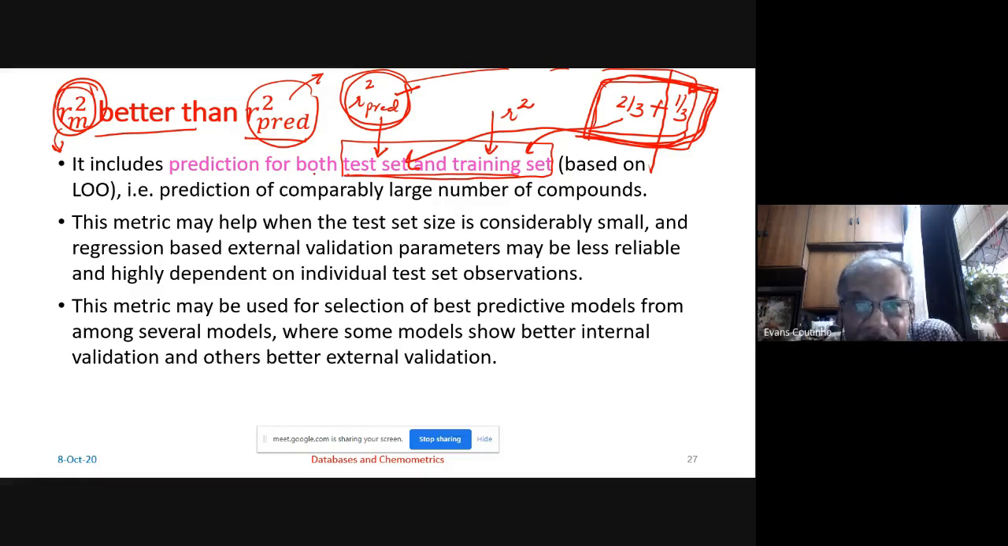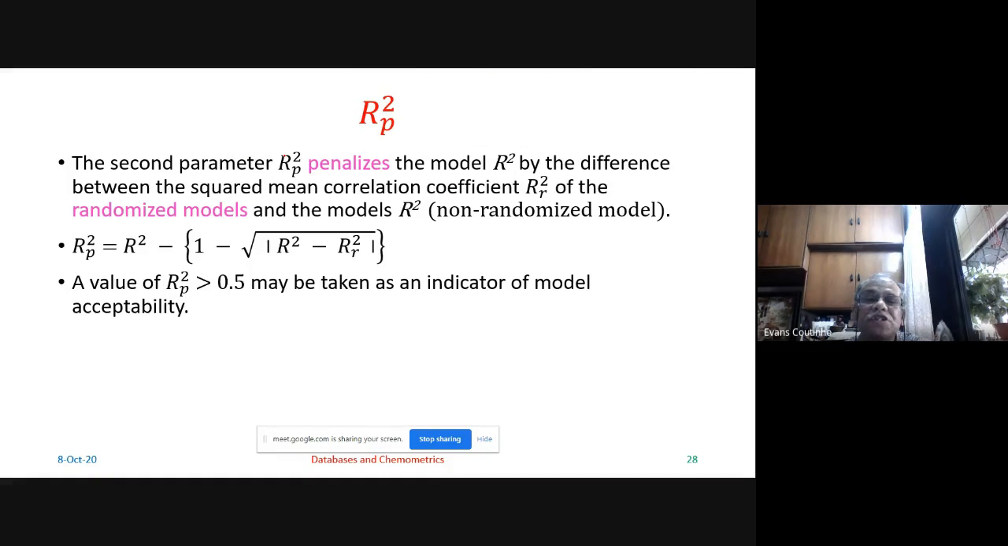So if you want to have confidence in your model's predictions, please use R square M rather than R square pred. Another matrix which journals have been recommending these days is called the R square P. The R square P is an indicator of model acceptability. Now, what is the R square P?